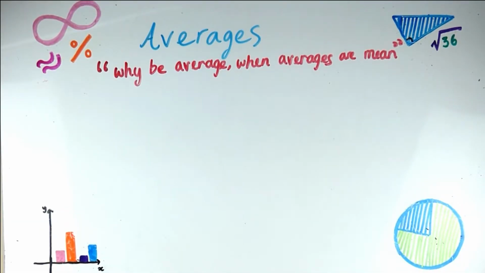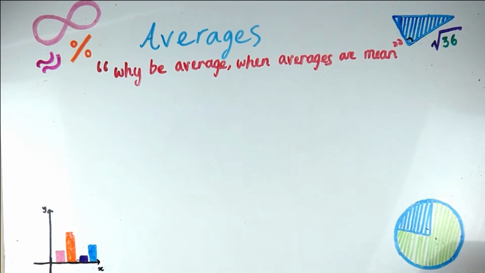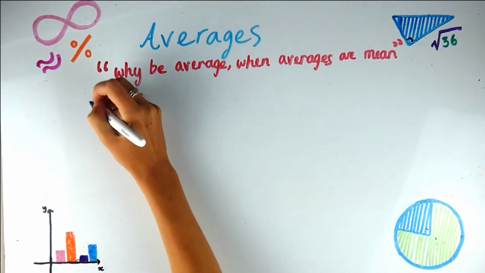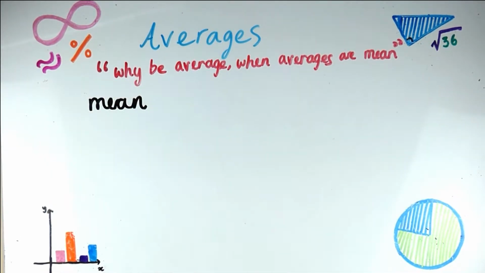Averages. So let's discuss this, and I hope you like my little quote underneath: why be average when averages are mean? And there are 4 ways you can normally work these out: mean, median, mode and range. So first let's look at the mean. I think most of you will actually know what it is.